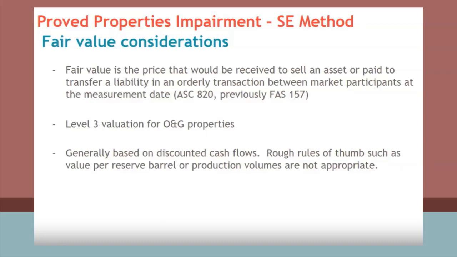Let's see, so level 3. Generally, the discounted cash flows method is used as far as coming up with the fair value. Rough rules of thumb, such as value per reserve barrel or production volumes, are not appropriate.